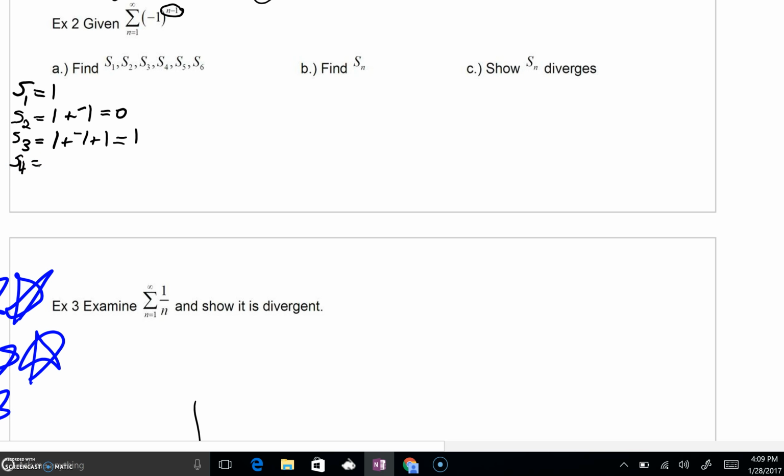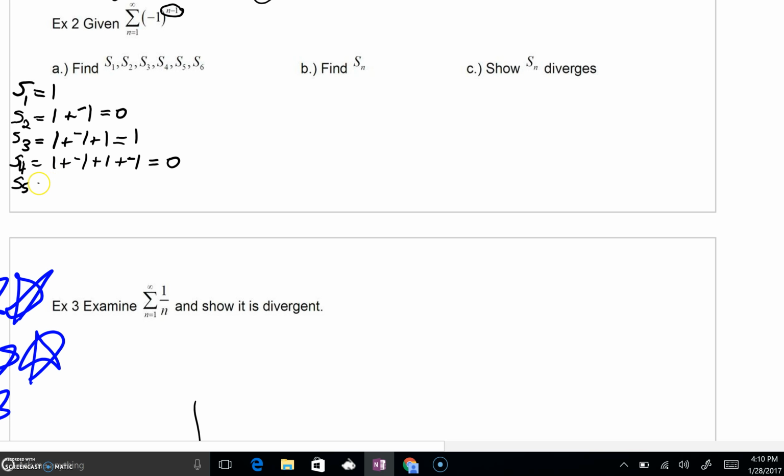Keep going, S sub 4. Hopefully you can see a pattern emerging. You're going to add up the first four terms. We already know what the first three would be. What's the fourth term? Well, let n equal 4. 4 minus 1 is a 3. -1 to the third power is actually -1. Add all these up, you can see you're back to 0.